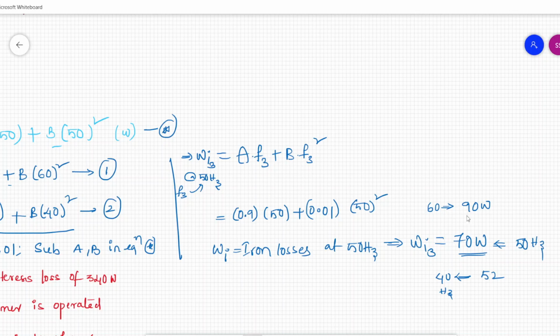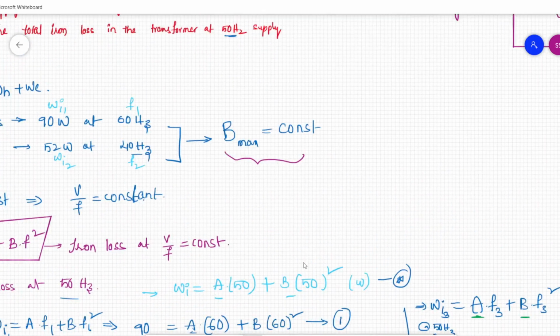So if you observe, as the frequency is reducing, the iron losses are being reduced here, from 90 to 52 watts, from 60 Hz to 40 Hz. This is how you are going to find iron losses at a given frequency. You need to find these A and B variables with the given data, and we can substitute them directly.